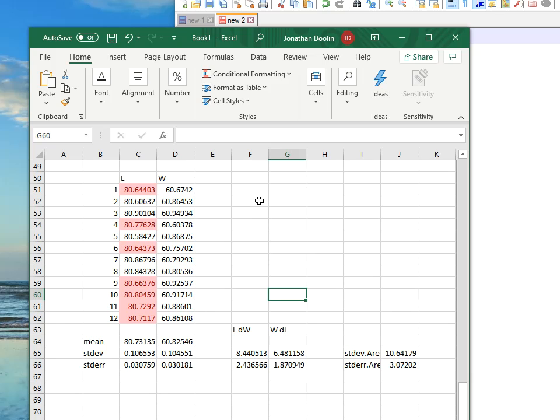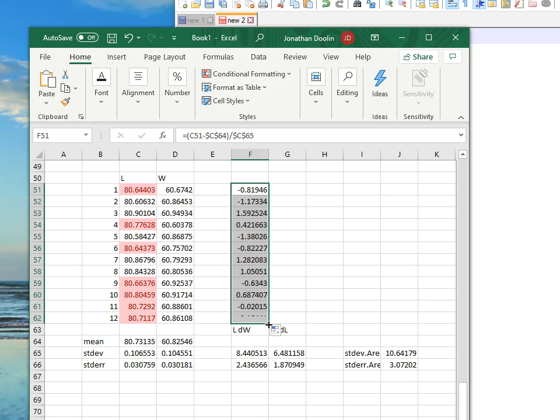Another way I can do that is to go equals, I want to take this length minus the mean and divide it by the standard deviation. Now the mean is at a specific location, so I'm going to mark that with dollar signs. And the standard deviation is also in a specific location, so I'm going to mark it with dollar signs. And watch what happens here.